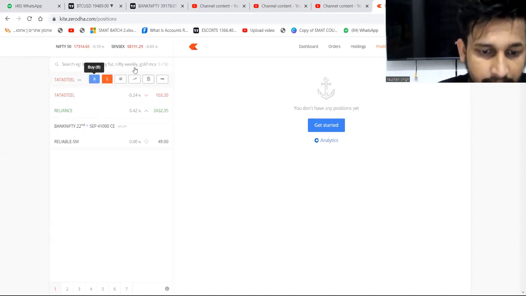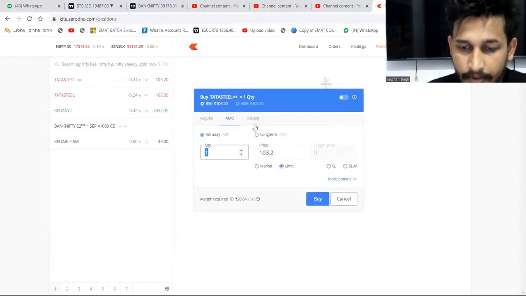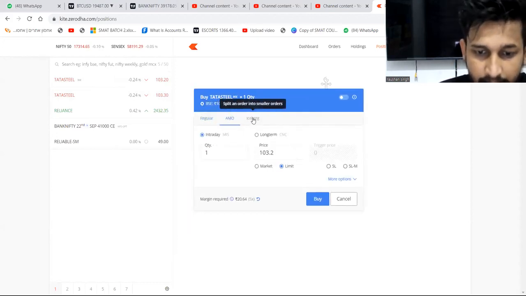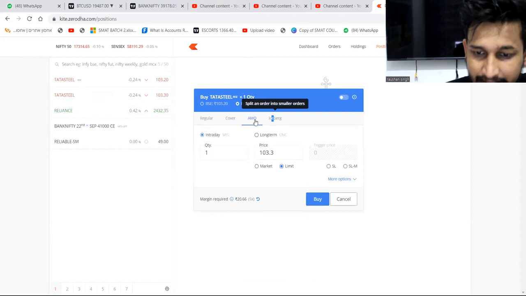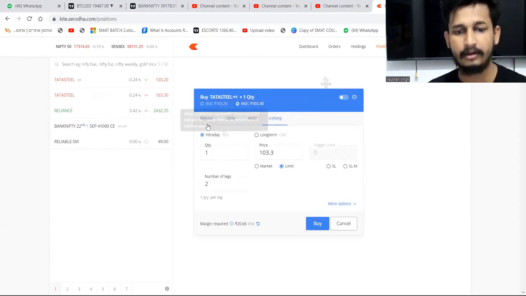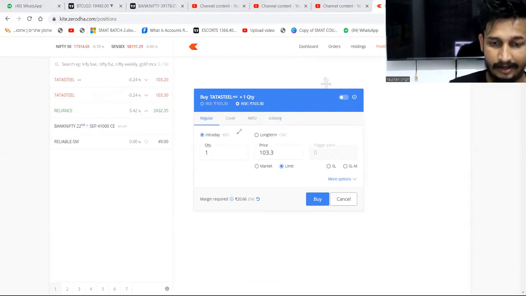Let's say when I'm clicking on this buy, what you can actually see is regular, then we have AMO, iceberg. Let's go for NSE one. There are different classifications which have been done. We don't really need to bother about everything. I won't tell you everything, only the ones which are important.